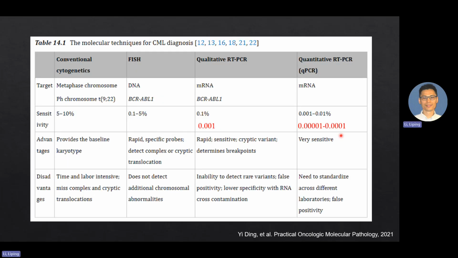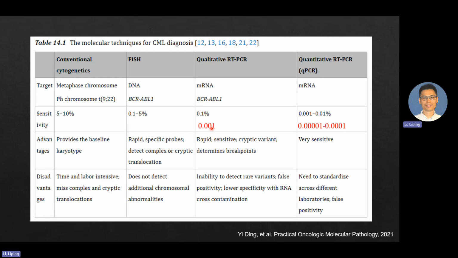Then here's a really important table to show you what kind of molecular technique we can use to detect this BCR-ABL fusion, starting from the lowest sensitivity to the highest sensitivity. Conventional cytogenetics, FISH, quantitative, our regular PCR, where we just see the band size running on the gel. And then this one is our real-time PCR. So this sensitivity is really important. We know this is just counting how many zeros.